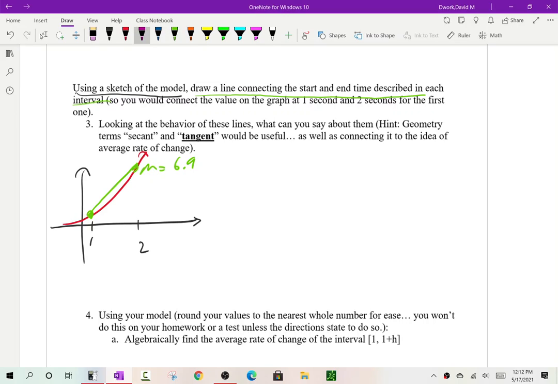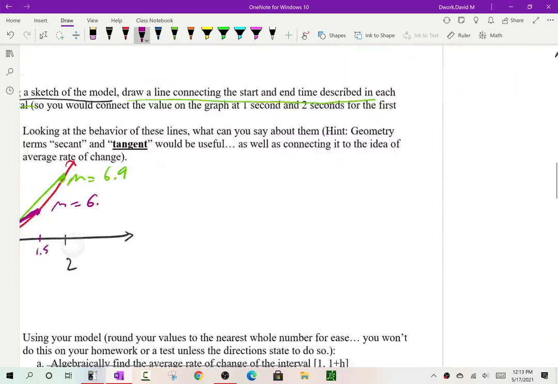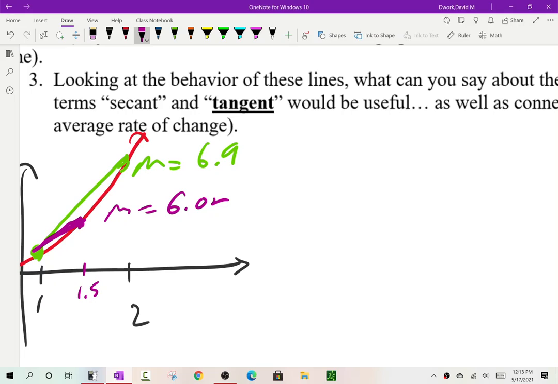Okay, great. What was the next one? That was 1 to 1.5. So notice that line. Okay, great. So this slope we knew was 6.02-ish. Okay, fantastic.